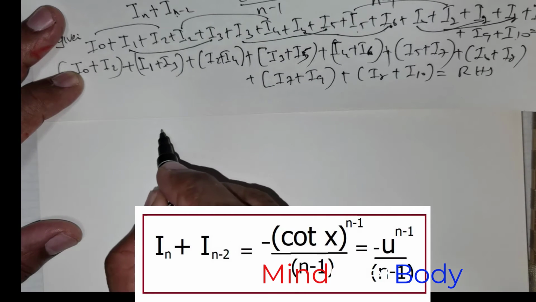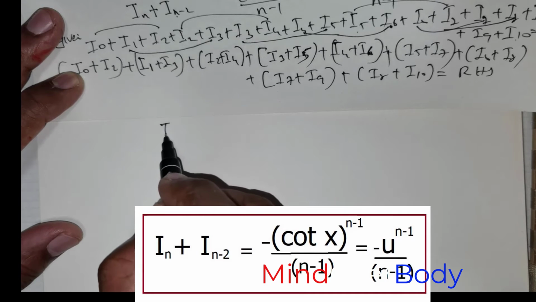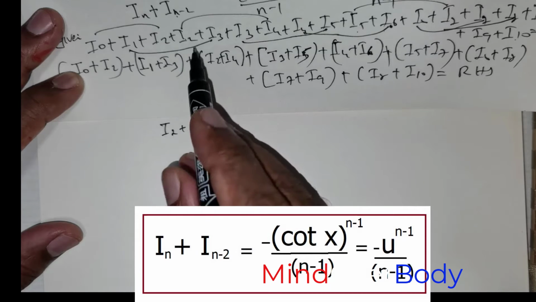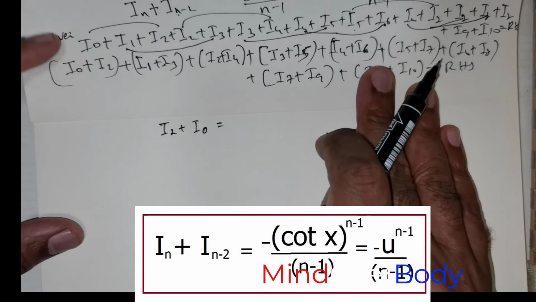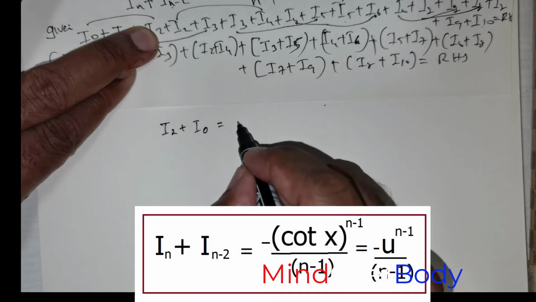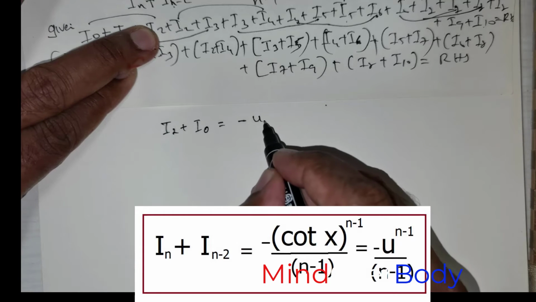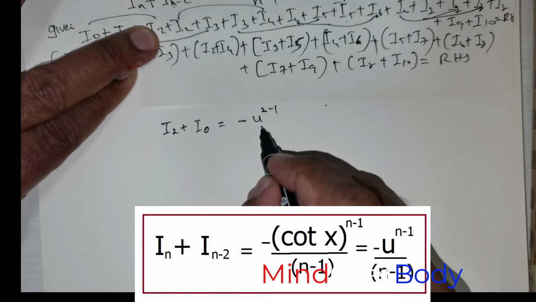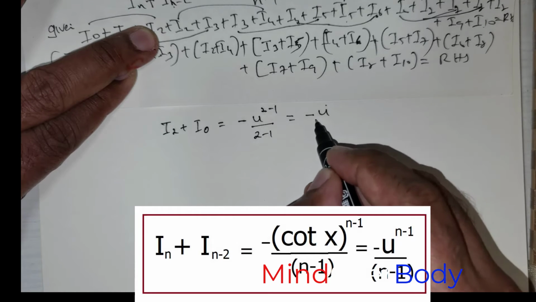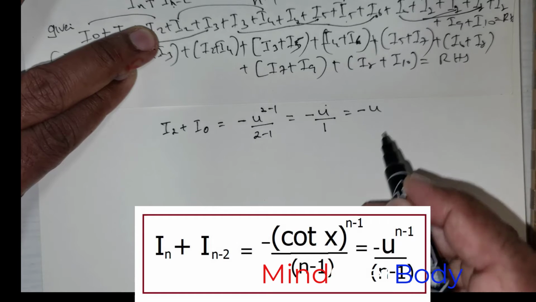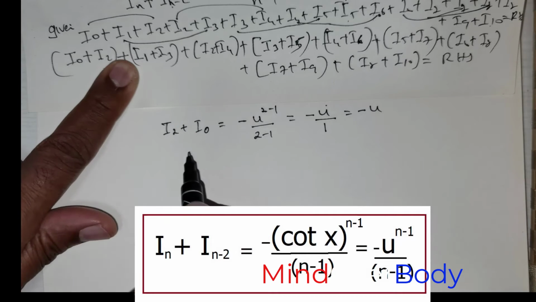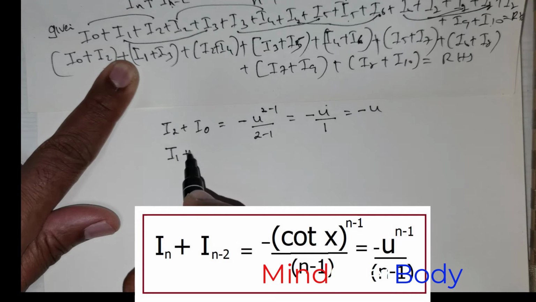Now if n is equal to 2, this would give me I2 positive, n is equal to 2, that's going to be I0. This is equal to, I need to substitute n is equal to 2, so it's going to be negative u raised to the power of 2 minus 1 divided by 2 minus 1, which is equal to negative u raised to the power of 1 divided by 1, which is nothing but negative u. So that's fine. I've got I0 positive I2. So next is I1 positive I3.